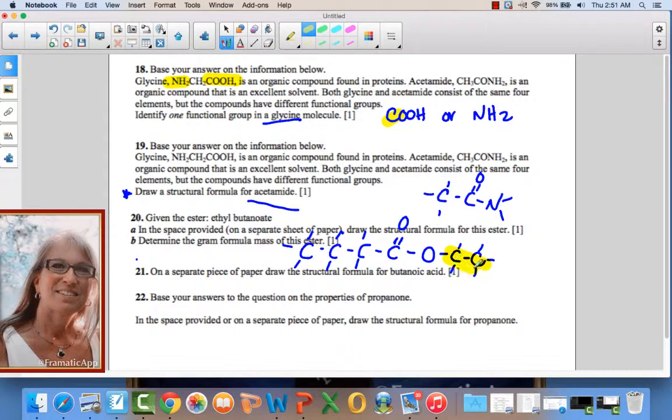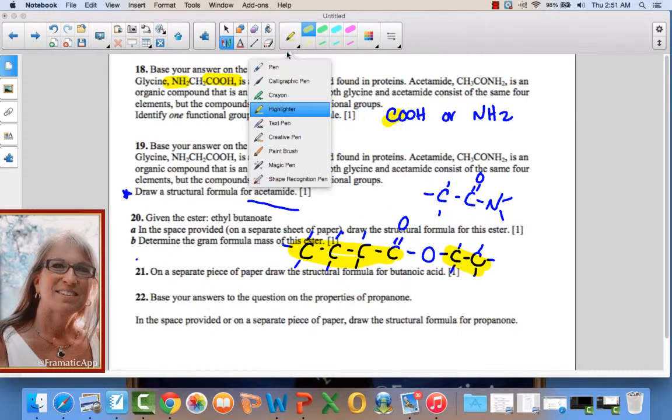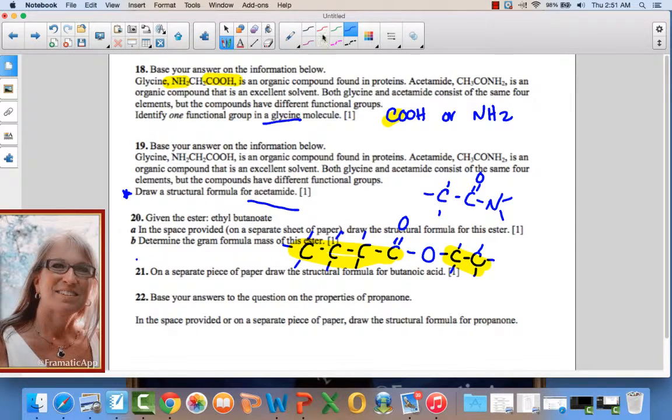Drawn last, and butanoate, named last, drawn first, the 4 C's. And then my functional group is in the middle. Here is my functional group. Alright, now what do they want? They want the gram formula mass of this.